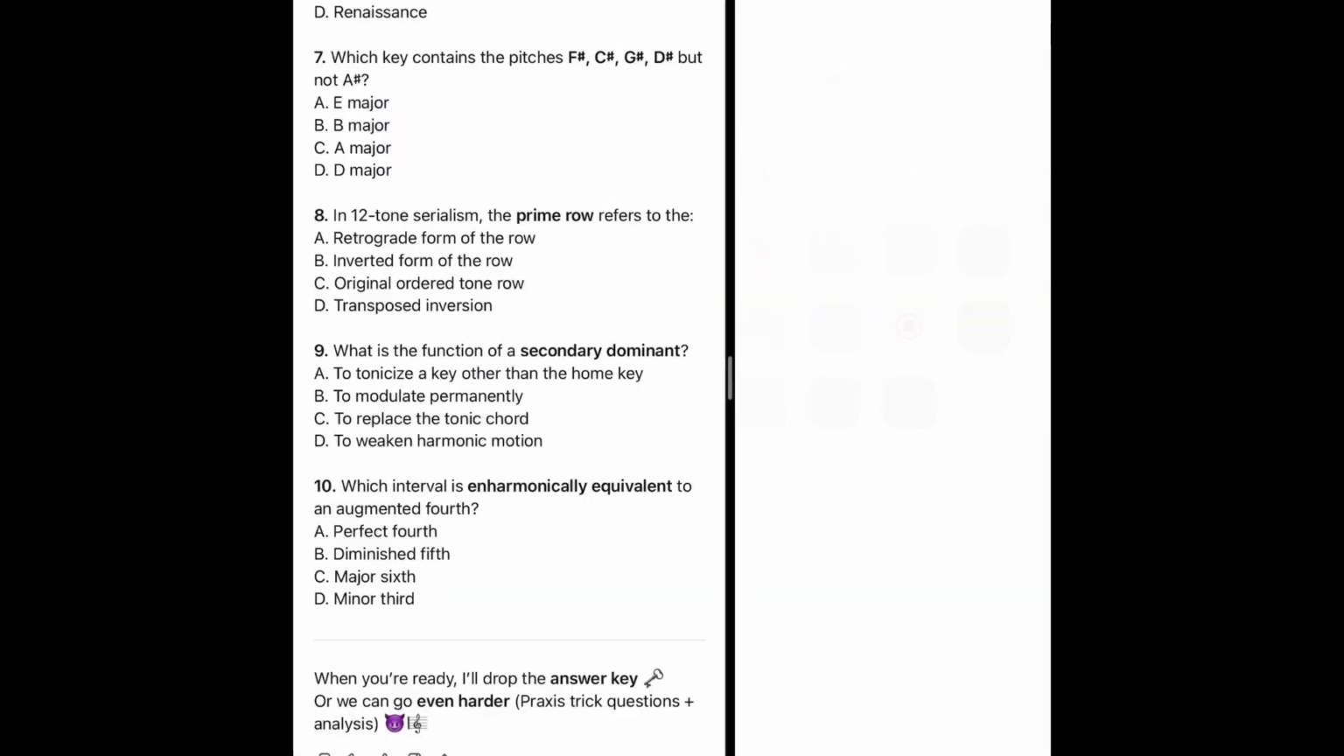To attack that last question, enharmonically equivalent, you go to click that, so 8, 7, 6, 5, 4, 3, 2, 1. Okay, so the question is, what interval is enharmonically equivalent to an augmented fourth?